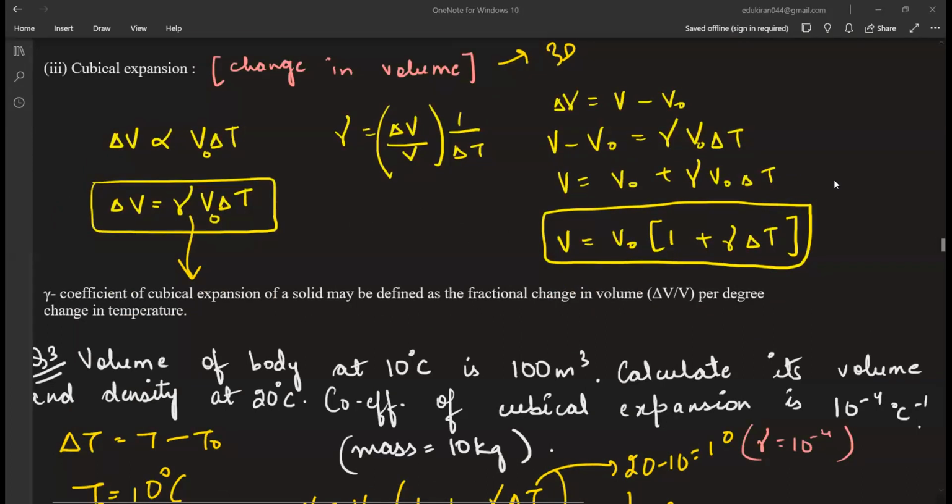Easy. All these three you have understood. Linear, superficial, cubical. Khadija, Khudeja, Harsha, Alia. Yes, ma'am.